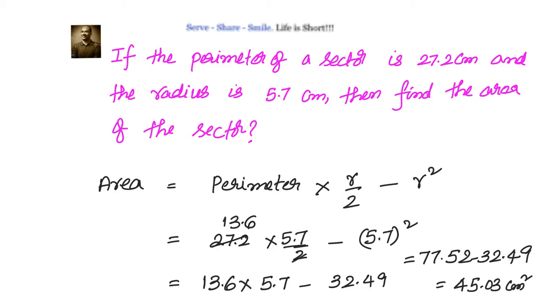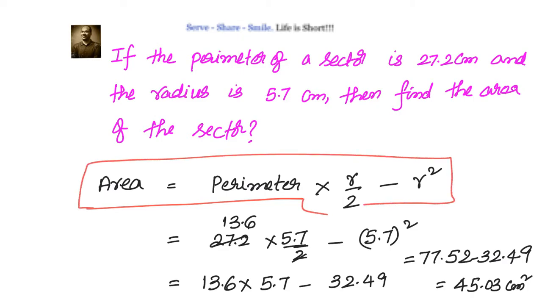So we have been given the perimeter and we have been given the radius. We have to calculate the area of the sector. The formula we have used is area equals perimeter into r by 2 minus r square. Given to us, perimeter is 27.2 centimeter and radius is 5.7 centimeter. So we substituted the given values. After simplification, we got 45.03 cm square. Now let us see how this particular formula is derived.